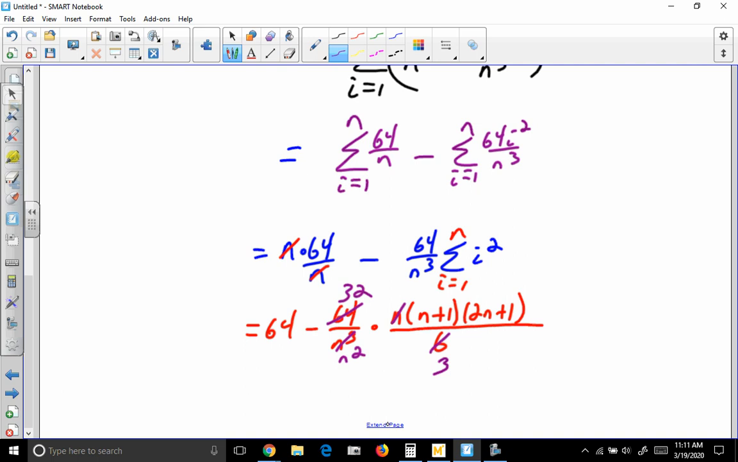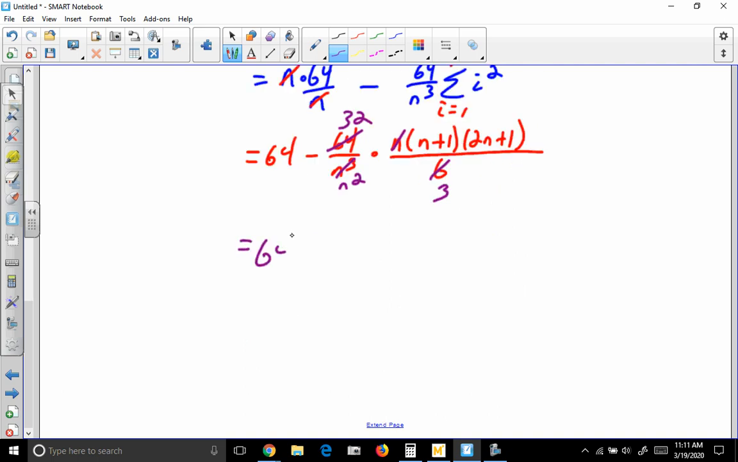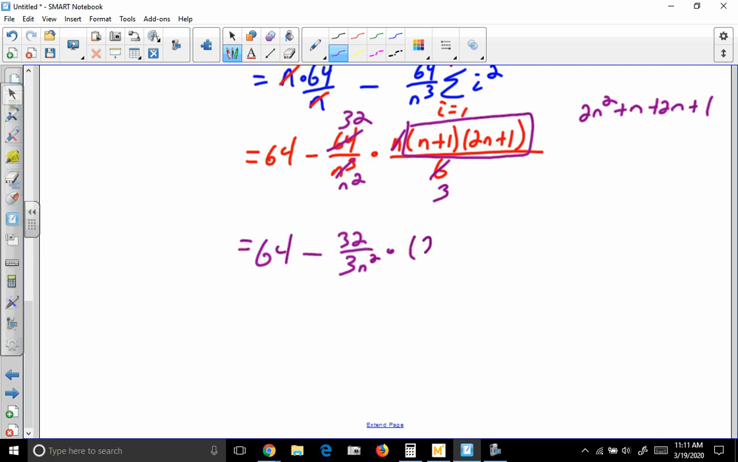And now we need to just do some algebra and simplify this further. So let's put our 32 over 3 out front, along with our n squared. And then let's multiply that together. n times 2n is 2n squared. n times 1 is n. 1 times 2n. And 1 times 1. So when we fold that out, we get 2n squared plus 3n plus 1.